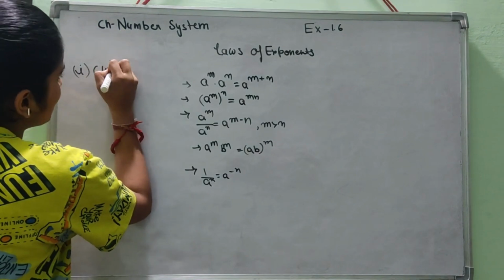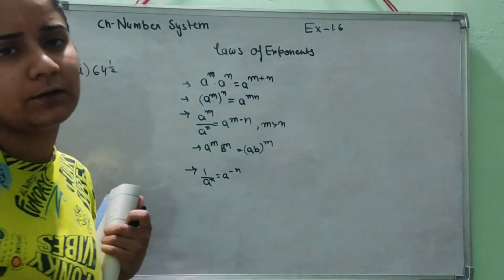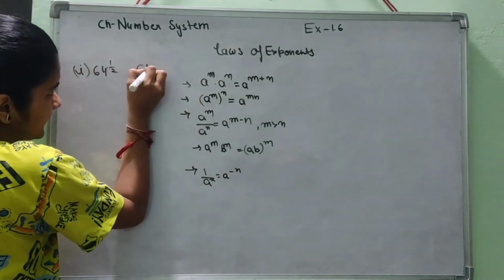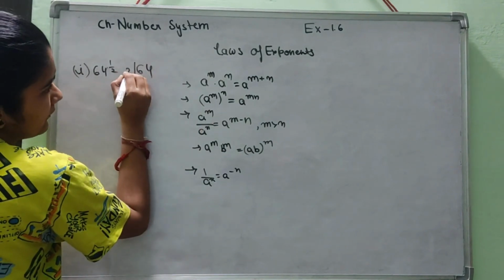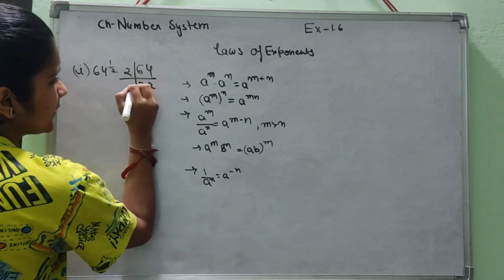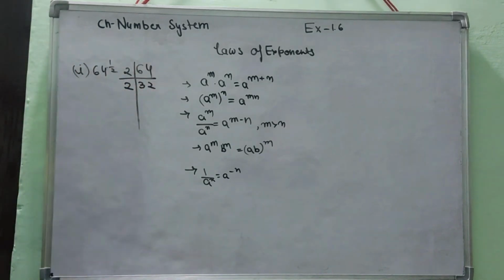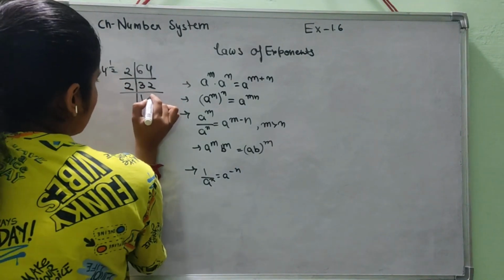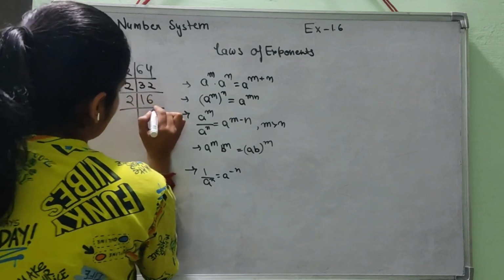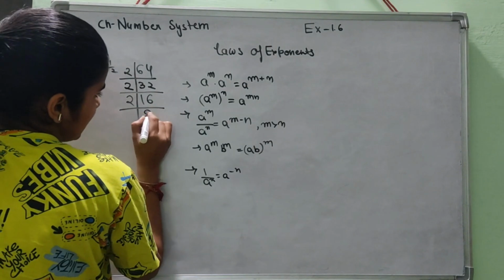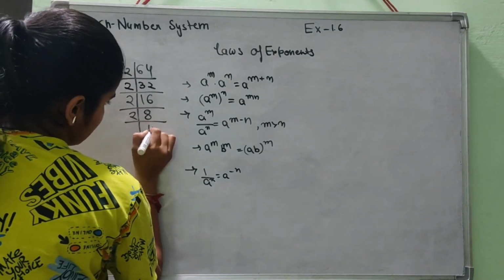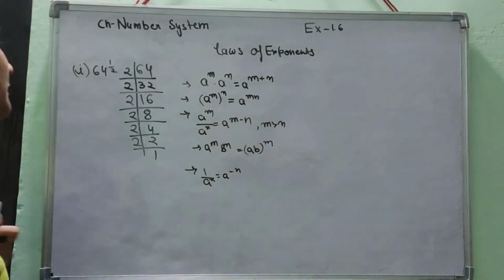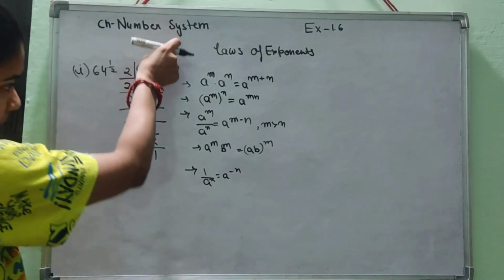What we need to do is simply prime factorize 64. 64 divided by 2, what do we get? 32. We are doing prime factorization. Now 32 divided by 2 we get 16, then again 8, then again 4, then again 2, then again 1. This is the prime factorization of 64. 64 can be prime factorized in this way.